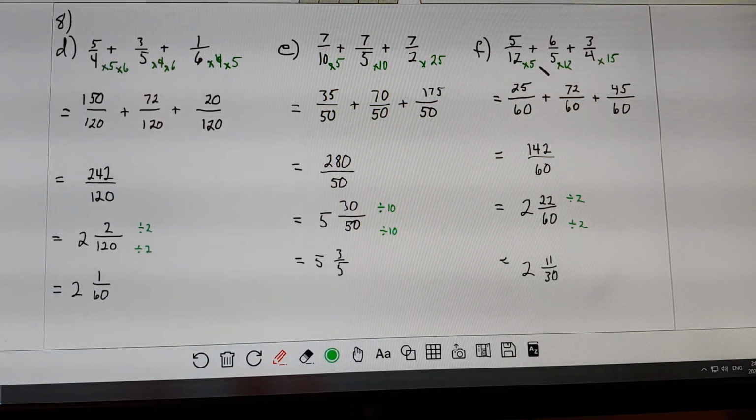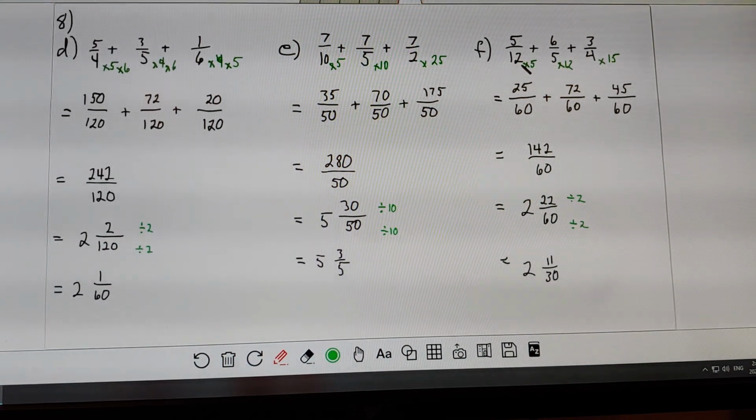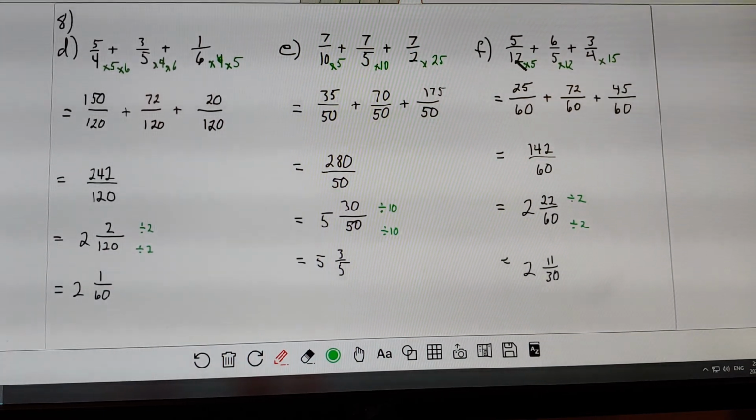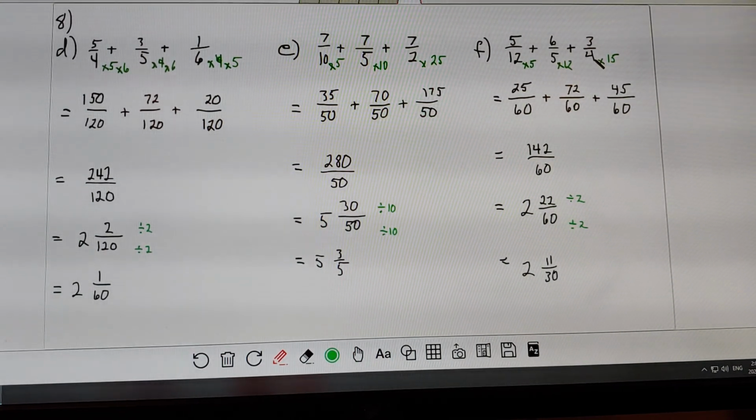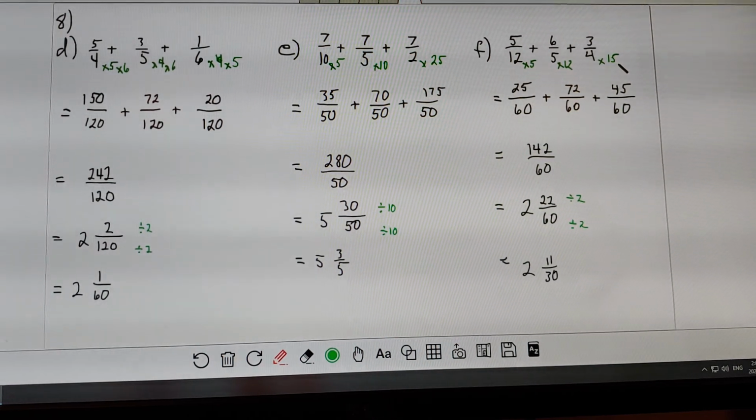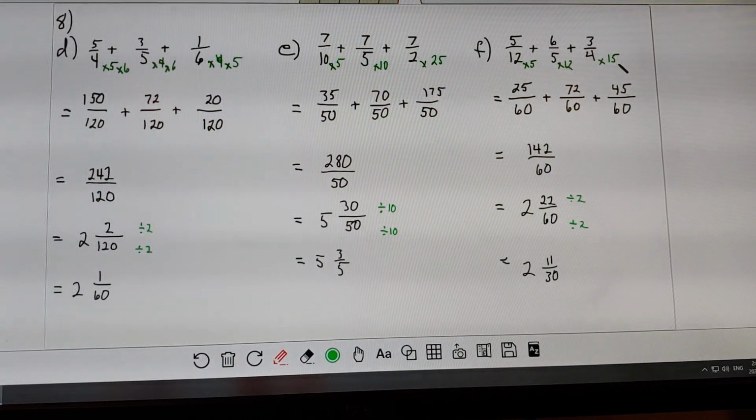Okay, so on to this one. Again, hunting for common denominators. First, I checked 12 times 5, which would be 60. And then I tried to see, is 60 a multiple of 4? I was unsure. So I went on my calculator and I tried 60 divided by 4, and it told me 15. So, oh, okay, cool. I know 60 is a multiple of 4, so I can use that as my common denominator.